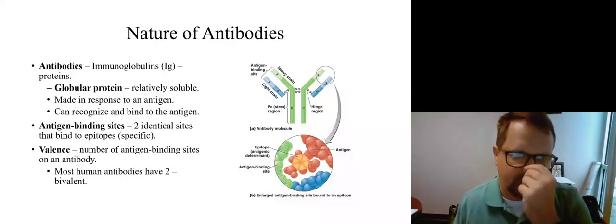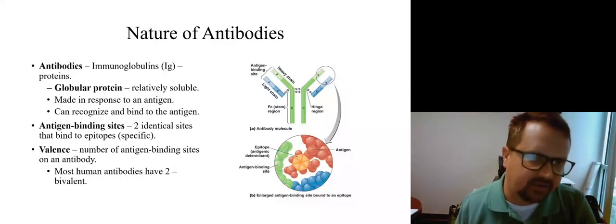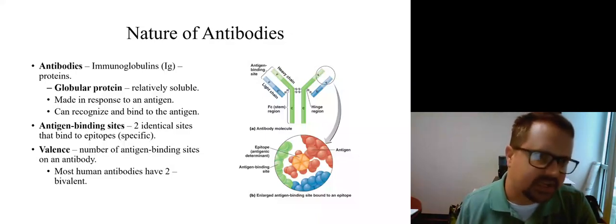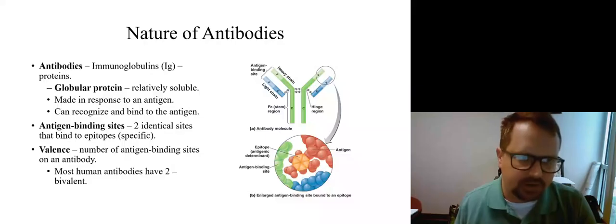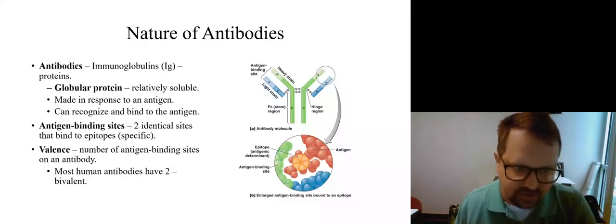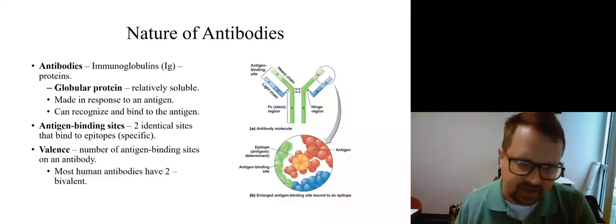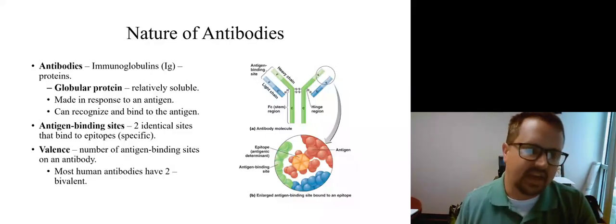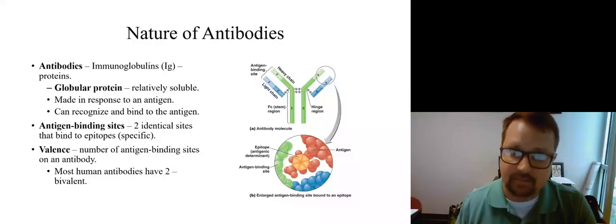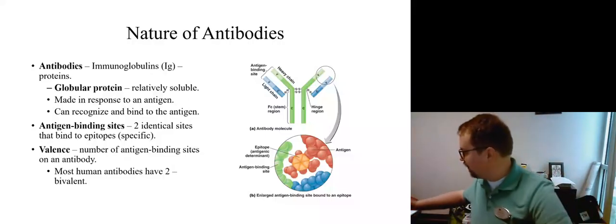Now, there are antibodies. Antibodies are immunoglobulin proteins, globular proteins that are relatively soluble in the blood. They respond to a specific antigen, and can recognize that antigen and bind to it. There are antigen binding sites, 2 identical sites that each bind to epitopes. They might bind to the same epitope or different epitopes.